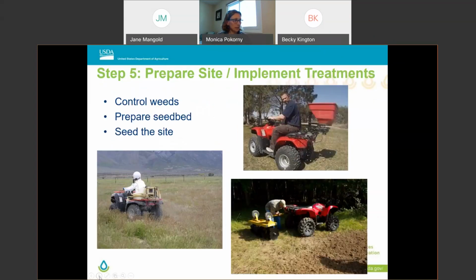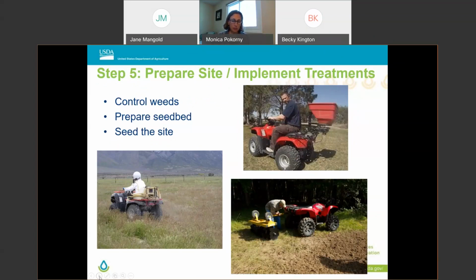Okay, so the next step is really to prepare the site and to implement your treatment. So up till now, we've been talking about planning your treatments, and that's because we want to make sure all of the steps are going to work together. So now we're going out and we're actually putting it out on the ground, controlling the weeds, preparing our seed bed, and seeding our site.